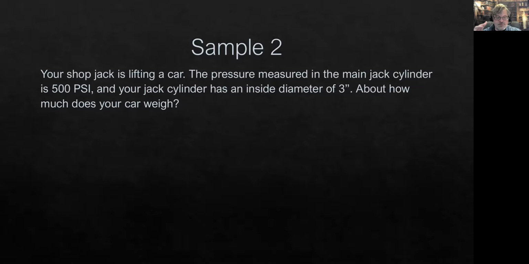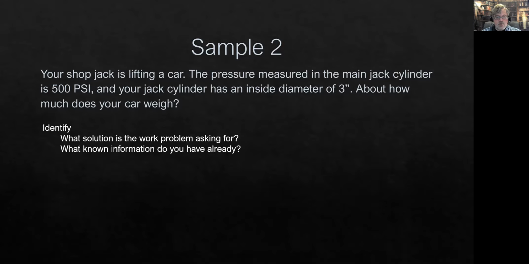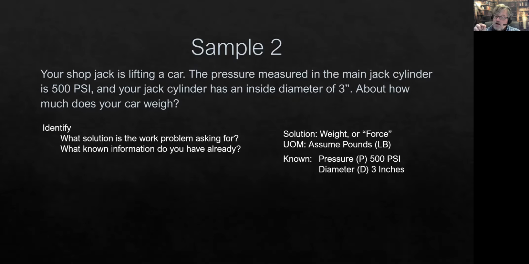And so let's do the first step. Identify what we are looking for. What do we know already? The solution is force or weight in pounds. And we know we've got pressure P of 500 psi, pounds per square inch. And the diameter is 3 inches. So you may not know how jacks work, but we know we've got a cylinder.